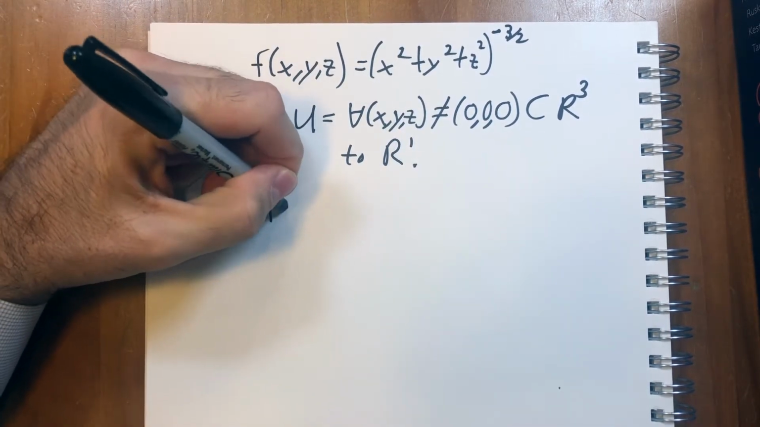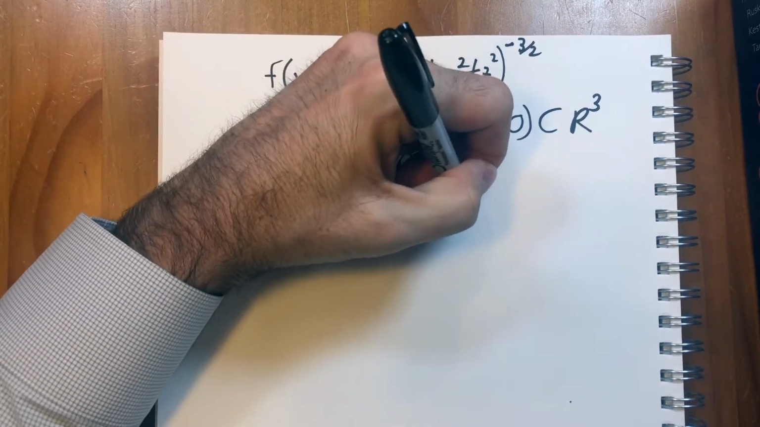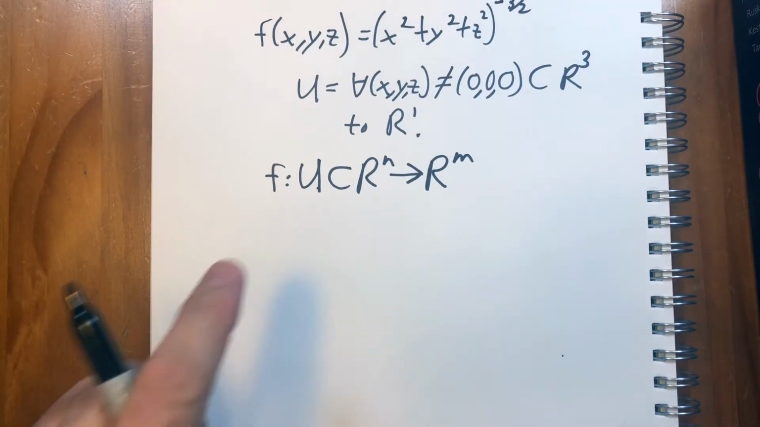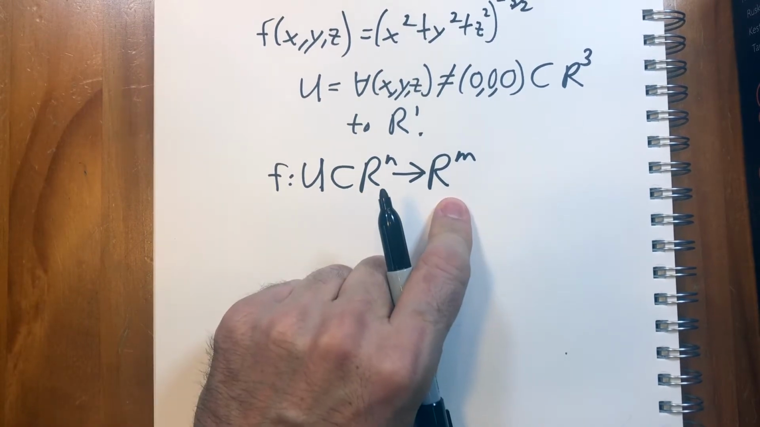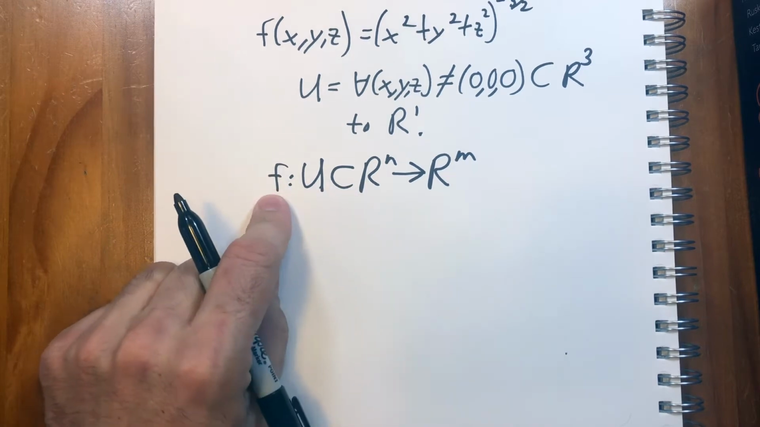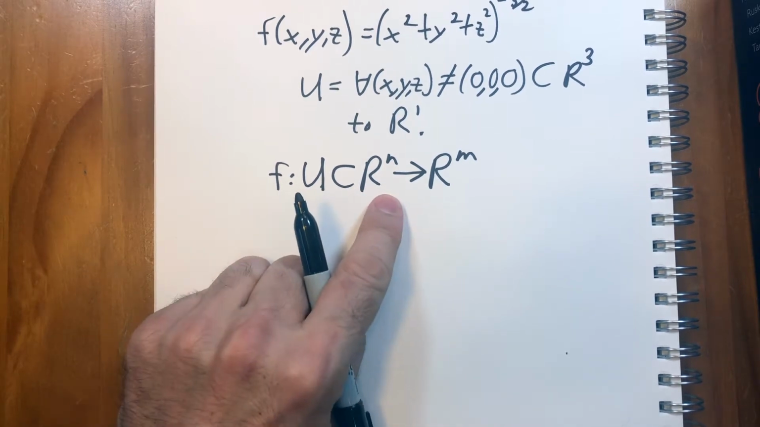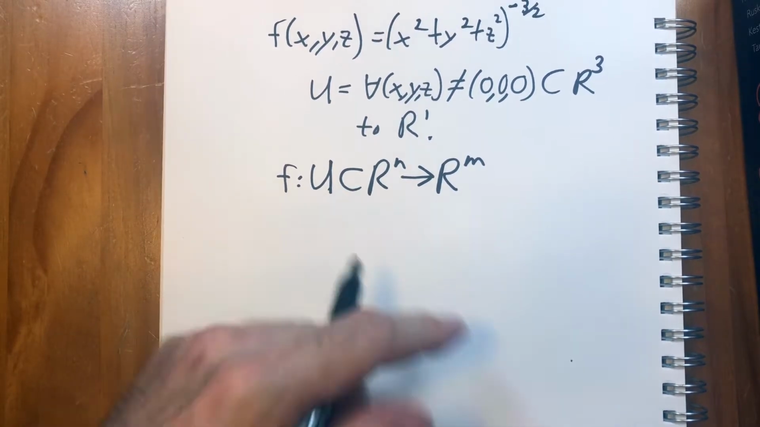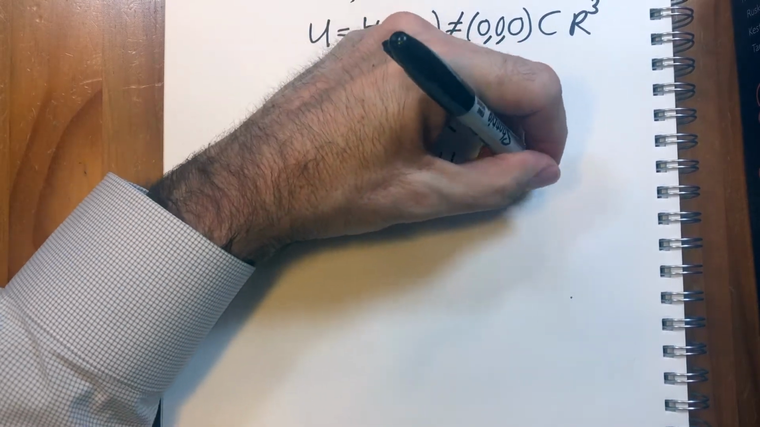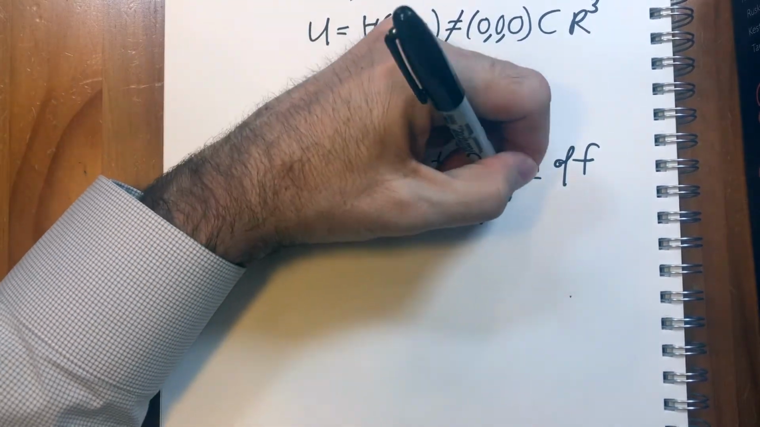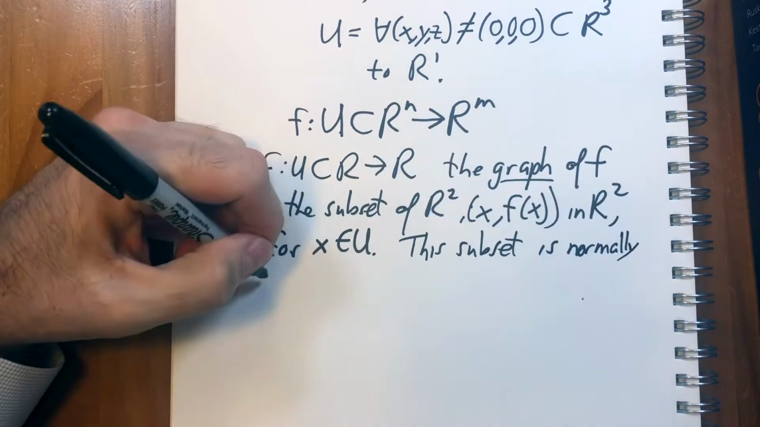So we write these functions as f: U ⊂ R^n → R^m to signify that the subset U of R^n is the domain and R^m is the target. And then if we want to stress that f is multivariable, we'll either say that it's a function of n variables, or if n is greater than 1, a function of several variables. Okay, so for f: U ⊂ R → R, the graph of f is the subset of R^2, which consists of all points (x, f(x)) in R^2 for all x in U.